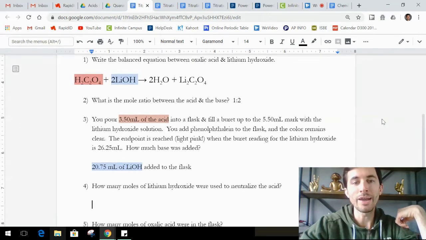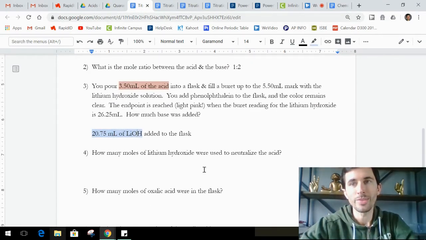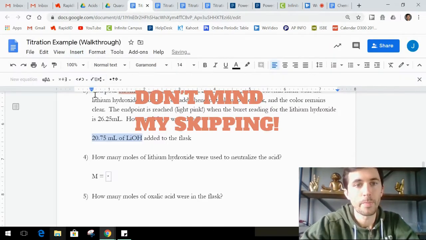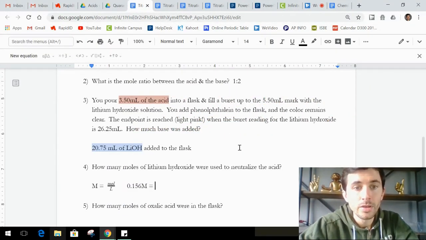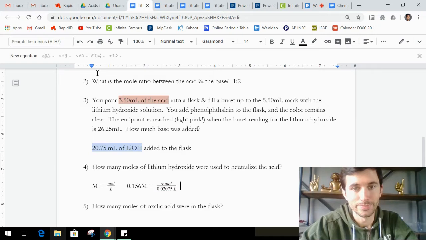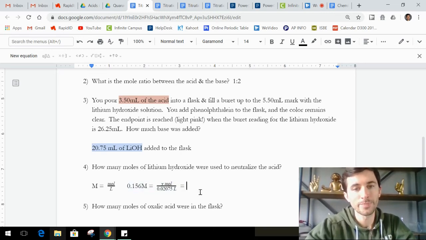Well, you have to do a mole, or not a mole conversion. You have to use the molarity of the base and the volume of the base. Okay, we're going to use the molarity equation: X moles over 0.02075 liters. Again, got to use liters, so don't use the milliliters. What we're doing is solving for X here.